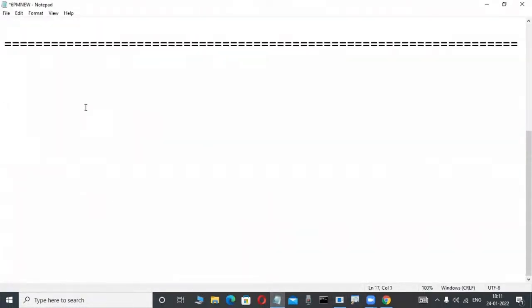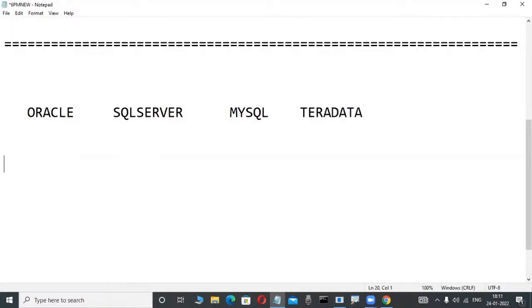Now concentrate here. Slowly observe it. This is a demo class, I'm telling something only. Oracle is a product from Oracle Corporation. SQL Server is a product from Microsoft. MySQL is an open source product, that is also now from Oracle. Teradata is a product from NCR Corporation. Sybase is a product from Ingres Software. Like this, so many products are there. All these products are relational databases, or all these products are implemented based on the relational data model.